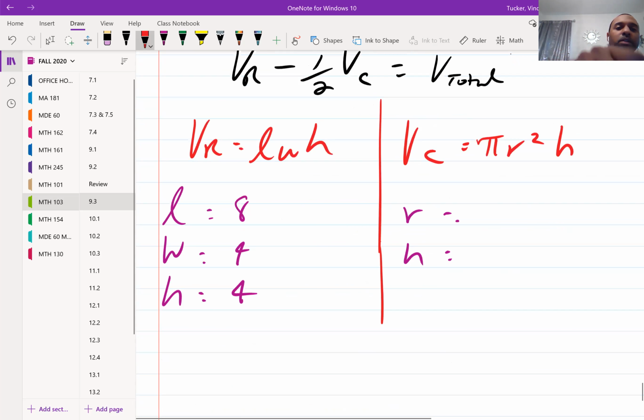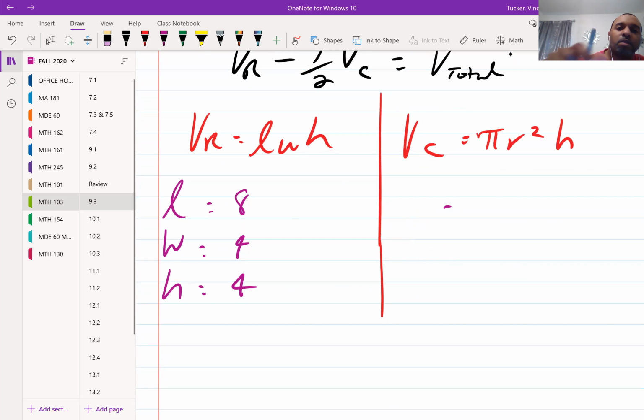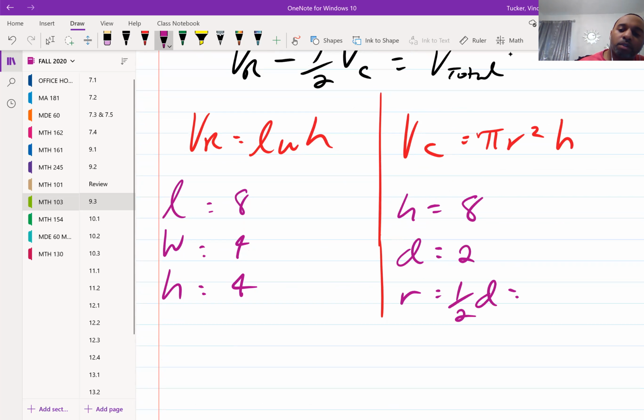So let me write this. The height is 8. They give us the diameter is 2. So that means the radius, which is 1/2 the diameter, and I'm just writing all this out in case you get another problem, our radius is going to be 1. All right. Any questions so far? No.